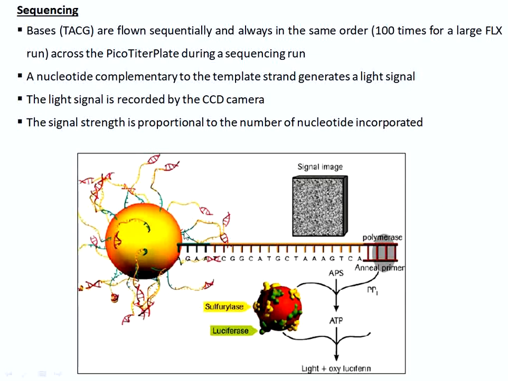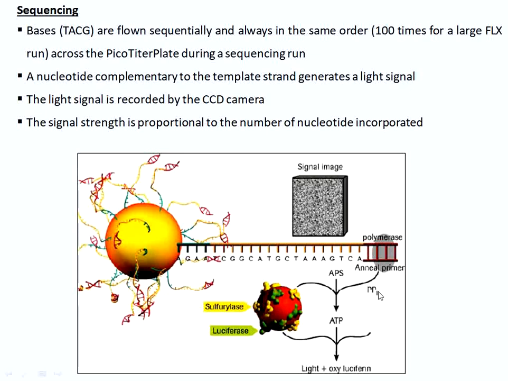and the strength of this light is directly proportional to the number of nucleotides incorporated. So here you can see the primer which is annealed to this DNA fragment. The primer is designed according to one of the adapters that is attached to this DNA fragment. So once we have added the nucleotide bases sequentially, suppose this template DNA has a T nucleotide here. When we add the A nucleotide in the sequential run, the A nucleotide will get attached here and it will release a pyrophosphate.